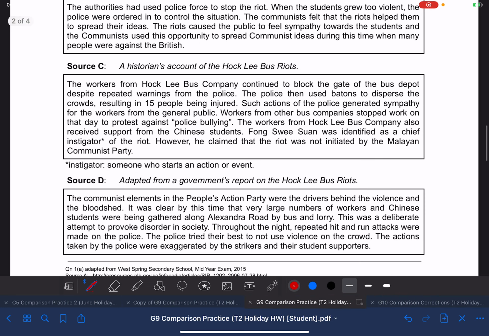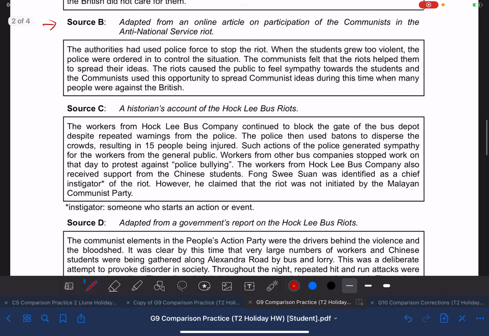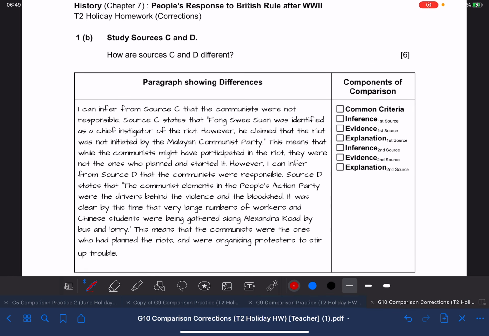Just to remind you guys, okay, so now that you're back, just remind you guys what is source C and D about. Where source A and B were talking about National Service Ordinance, sources C and D are looking more specifically at the Hock Lee bus riots. Okay, Hock Lee bus riots. Okay, so let's look at this question. How are sources C and D different?